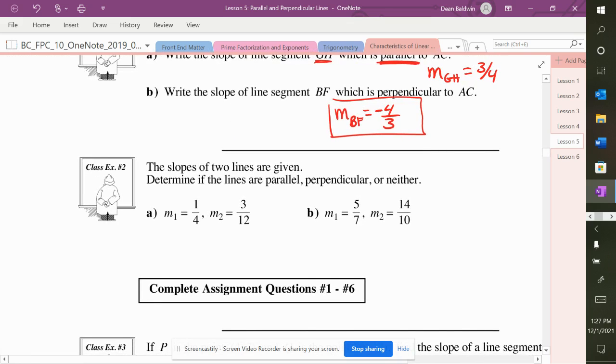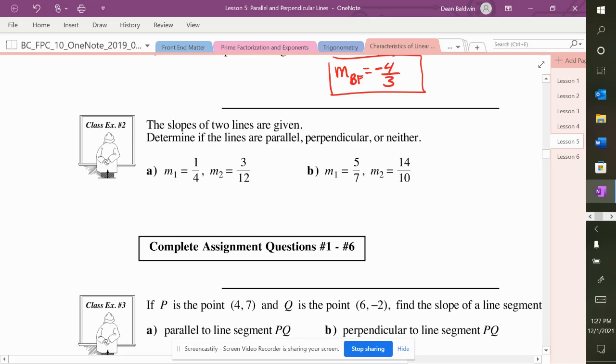Darian. Okay. Tell me if these are perpendicular or parallel. M1 is 1/4, M2 is 3/12. Are they parallel or perpendicular? They're parallel because 3/12 reduces to 1/4. So these are parallel. Or I guess neither is the other option.